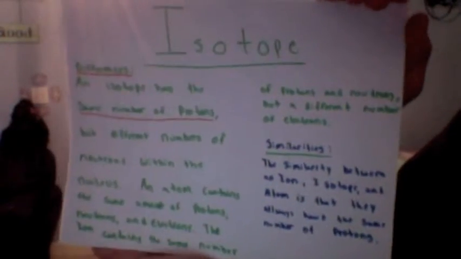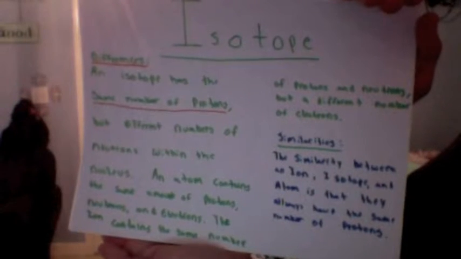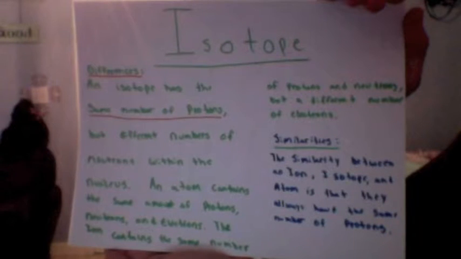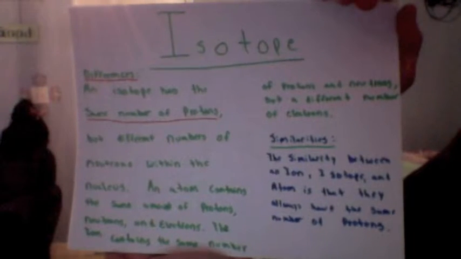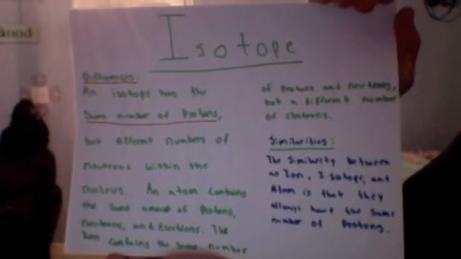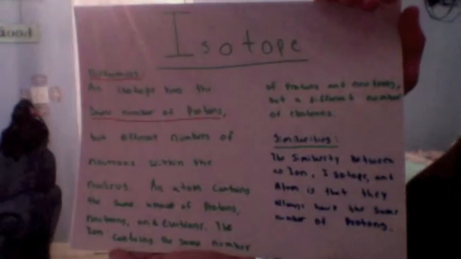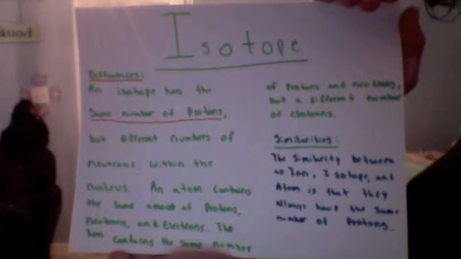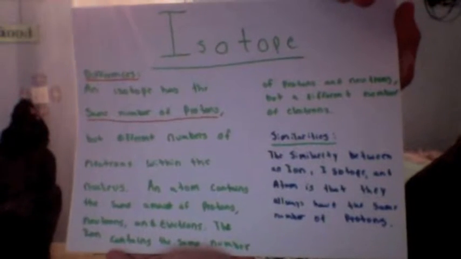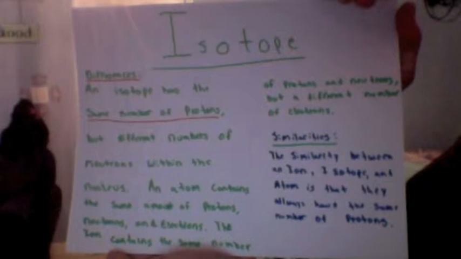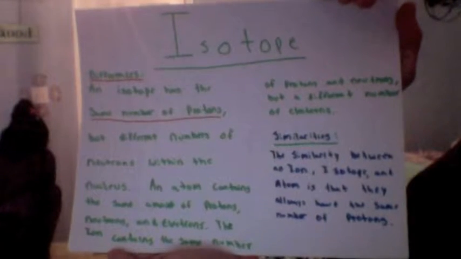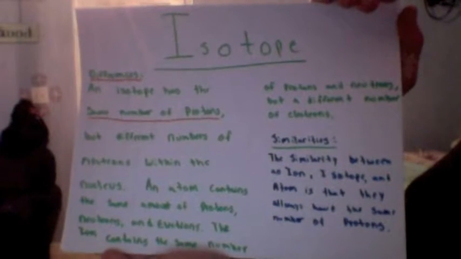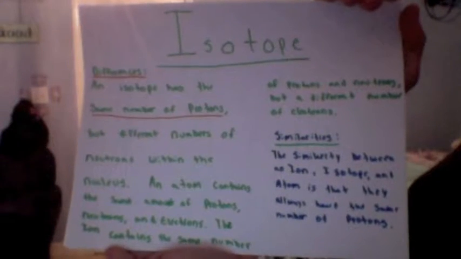An isotope. There are only a few differences between an isotope, an ion, and an atom. An isotope has the same number of protons but a different number of neutrons within the nucleus. An atom contains the same amount of protons, neutrons, and electrons, and an ion contains the same number of protons and neutrons but a different number of electrons. Some of the similarities are that the ion, isotope, and the atom all still have the same number of protons.